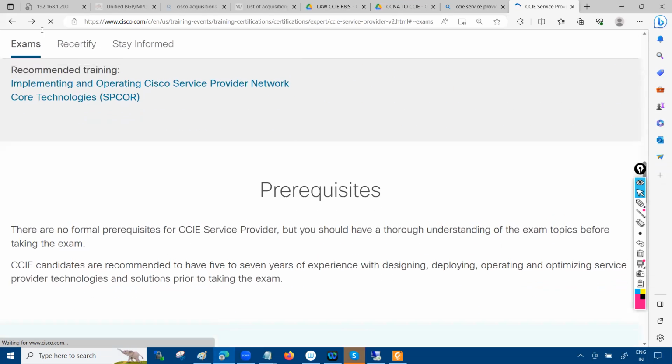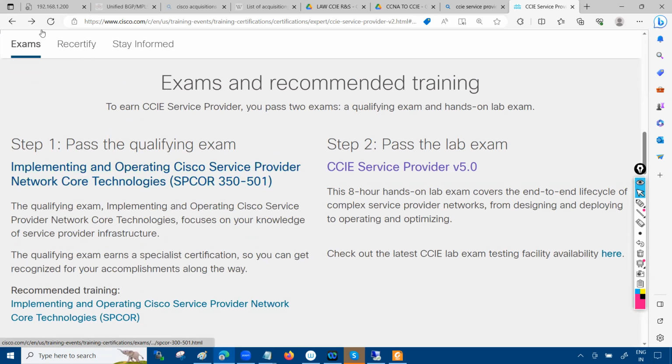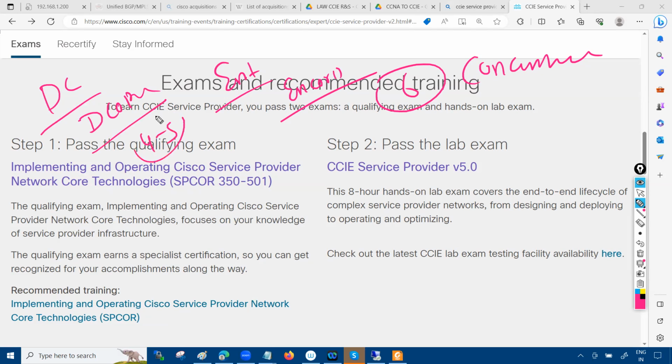I think it's only one exam for the CCNP, not 2 exams. There's only one exam, that's the SP core. ENCOR was for enterprise. For service provider, there is only one exam. In enterprise, we have one ENCOR paper, and apart from this we have 6 papers called the concentration. Even data center has a DC core exam, and apart from that they have 4 to 5 exams. But for service provider, there is only the one SP core exam, and then you can go with the CCIE lab if you want.